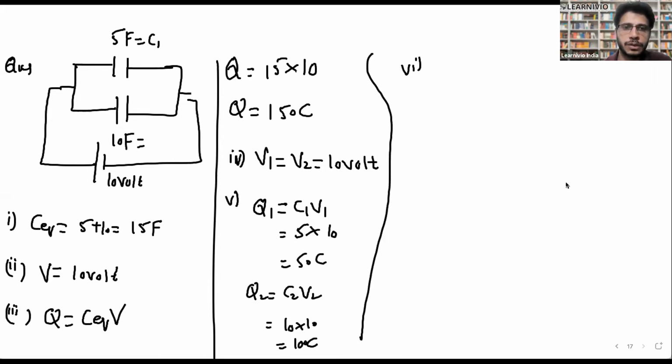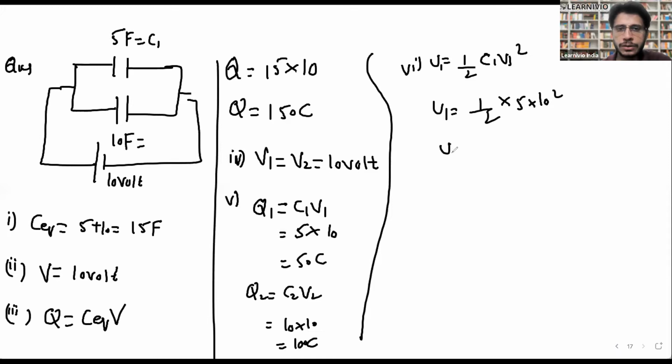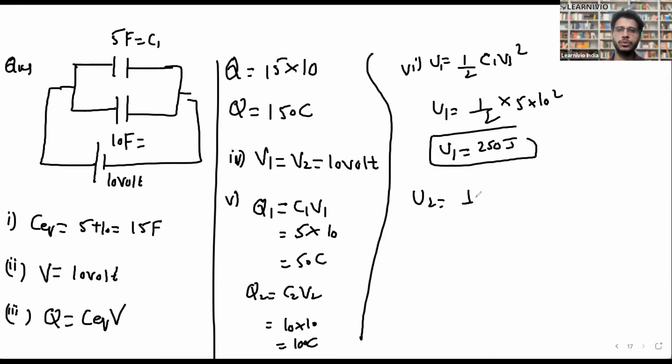Sixth part. So we have voltage, we have charge. The sixth is energy. Energy for the first capacitor is half C1 V1 square. So it's half into C1. C1 is 5, V1 is 10 square. So U1 is 100 into 2.5, 250. Similarly, you can calculate U2, which is half C2 V2 square. Seventh, you can write U is U1 plus U2. Is it clear? All parts?